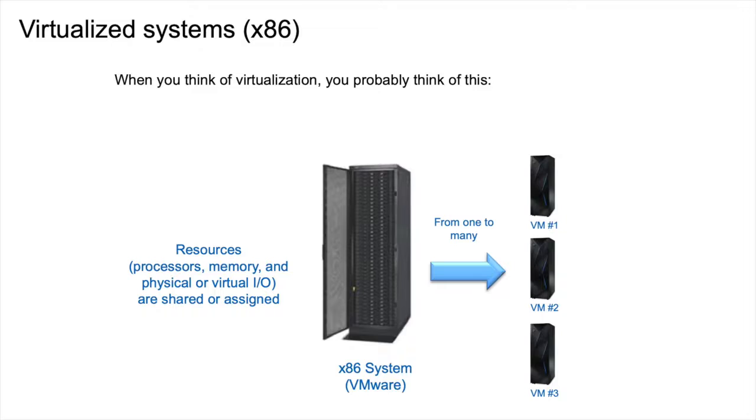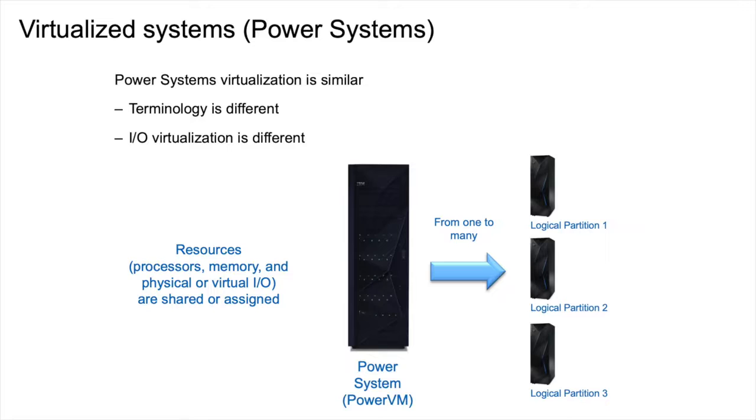Now, the x86 system is generally virtualized using a product called VMware. The resulting little boxes are called VMs, or virtual machines, and as we'll soon see, run their operating systems. And as we see here, the high-level concepts of virtualization on Power systems are identical. There are some terminology changes, and of course the virtualizing product is different. It's called PowerVM. And you see that the VMs are now called logical partitions, or LPARs, or just partitions.